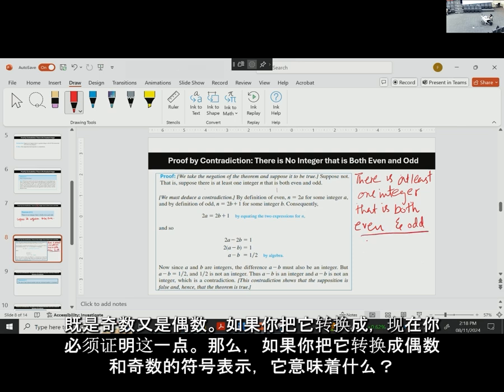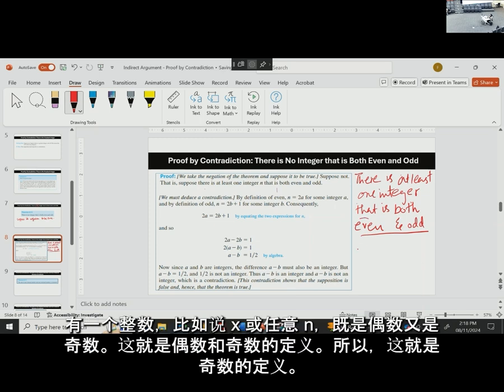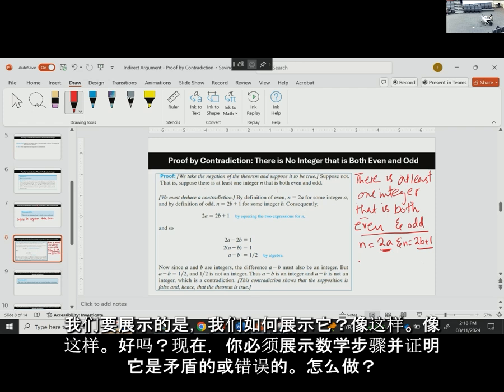So if you transform it into the symbolic representations of even and odd integers, what does it mean? That there is one integer, let's say x or any n, whatever, that is both even, this is the definition of even, and odd. So this is the definition of odd. And what we have to show is that, how do we show it? Like this. Like this, okay? Now, here on you have to show mathematical steps and prove it to be contradictory or false.